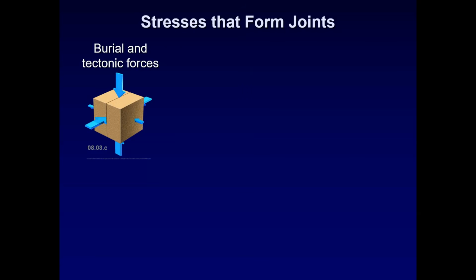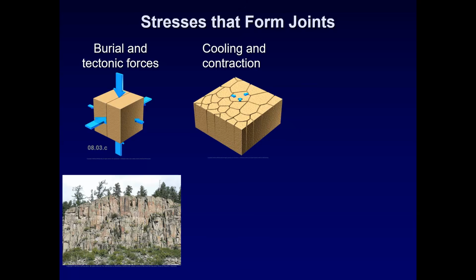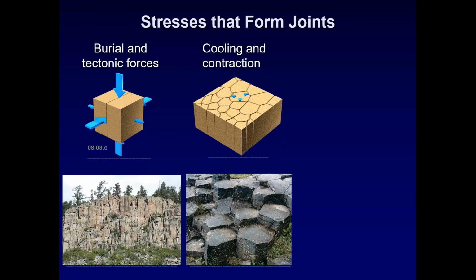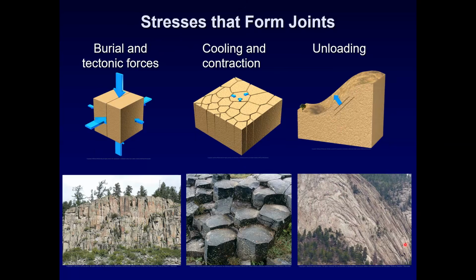Let's think about the stresses that form joints. So we have burial and tectonic forces being the stresses that mostly form joints. In some cases, joints form as rocks get warmer or cooler, as in the case of columnar joints forming from cooling in an igneous rock. And when deeply buried rocks are uplifted to the surface, the pressure is reduced, and that can form unloading joints. Like so. These are unloading joints.